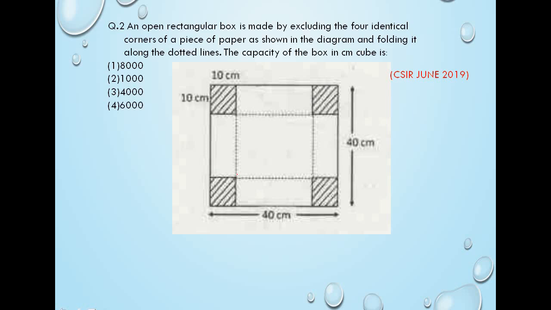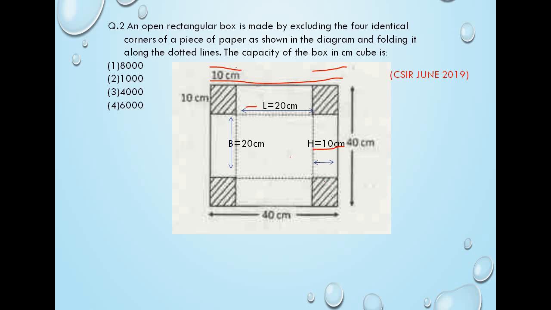So to find the volume of a cuboid, you should have 3 parameters, that is the length, breadth and height. Okay, so what would be the length of the cuboid that will be made by folding this unshaded portion? See, the length will be 20. Why 20? Because this total is 40 and you are deducting 10 from each side. When you deduct 10 from each side, then this length equals 20. Similarly, breadth will also come 20 and the height of the cuboid will be 10.